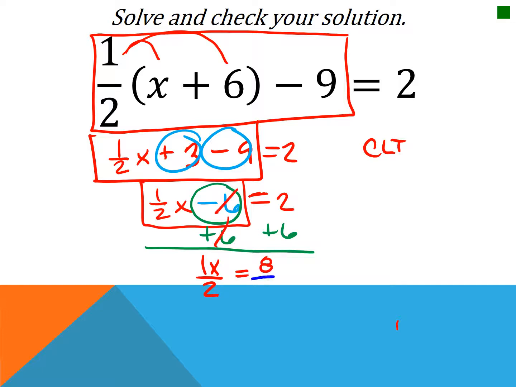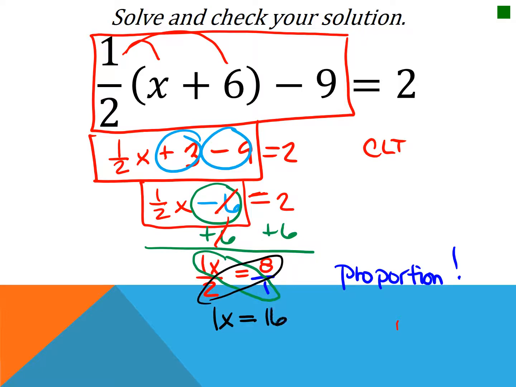Remember, we're going to put that over 1. This is now a proportion. So we're going to cross multiply. We always go from the top left to the bottom right. That's 1x. Oh, you can't see that. Let me change it to black. That's 1x. Keep the equal sign. 2 times 8 is 16. That is your answer.